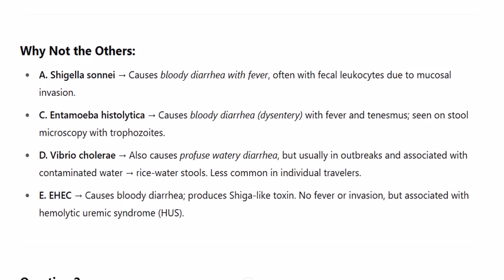D. Vibrio cholerae also causes profuse watery diarrhea, but usually in outbreaks and associated with contaminated water, rice water stools, less common in individual travelers. E. EHEC causes bloody diarrhea, produces Shiga-like toxin. No fever or invasion, but associated with hemolytic uremic syndrome, HUS.